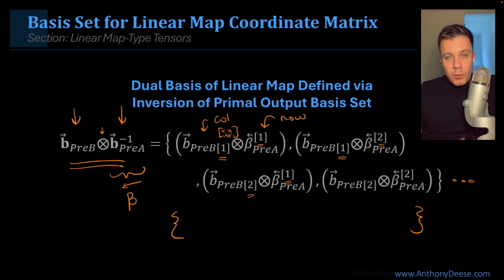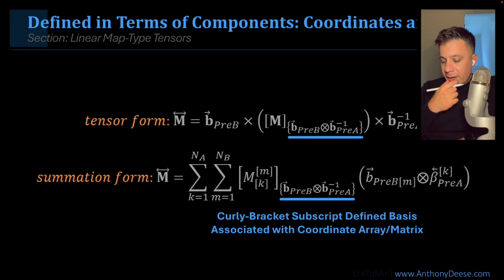But generally there's no ordering or structure to these bases. It's just a list contained within the curly brackets, and we know that some linear combination of those will generate our desired tensor output. So here's two different ways of looking at the calculation or the generation of the tensor. We can look at it as the contracted product of the primal basis associated with the output times the coordinate matrix times the inverted basis associated with the input.